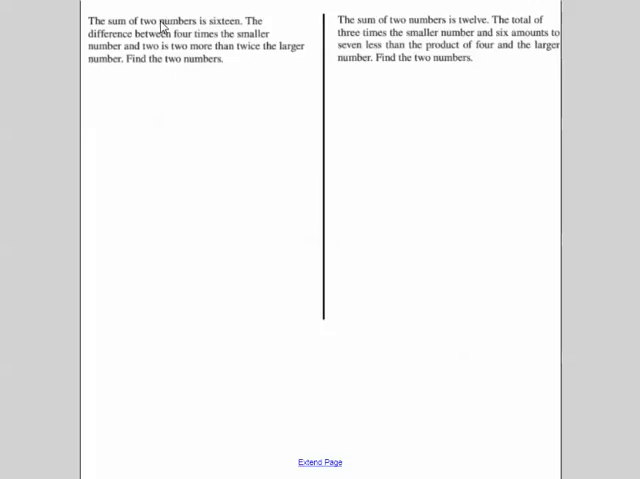Okay, so we've got larger numbers and smaller numbers, so let's go with x and y. Sometimes we have to define our variables. Let's say x equals the smaller number, y equals the larger number. Okay, and let's see what we can do here.